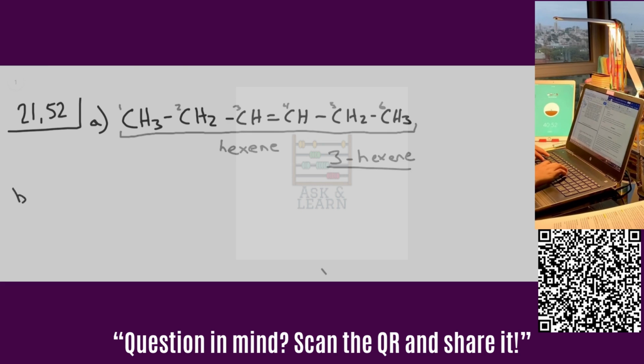Now, if we move to part B, we're given the following structure: CH3, CH, CH double bond, CH, CH3, and then we add a CH3 substituent.